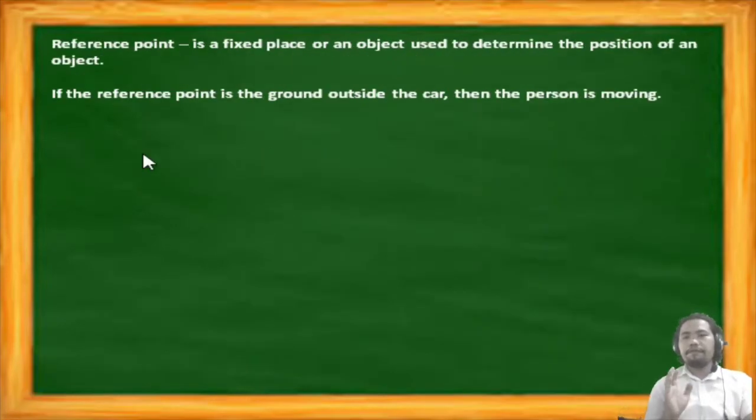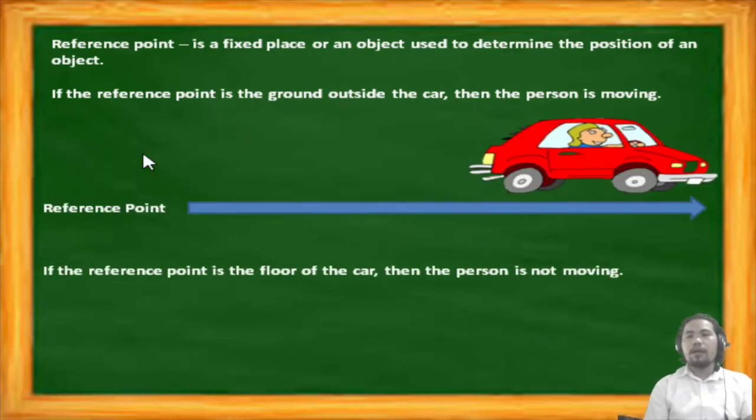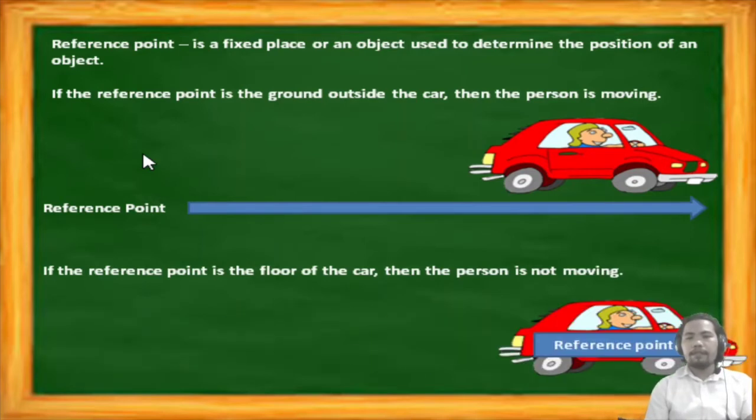Reference point is a fixed place or an object used to determine the position of an object. If the reference point is the ground outside the car, then the person is moving. If the reference point is the floor of the car, then the person is not moving.